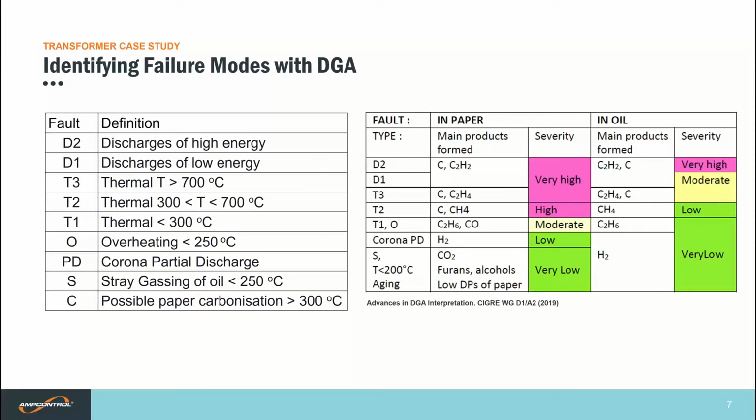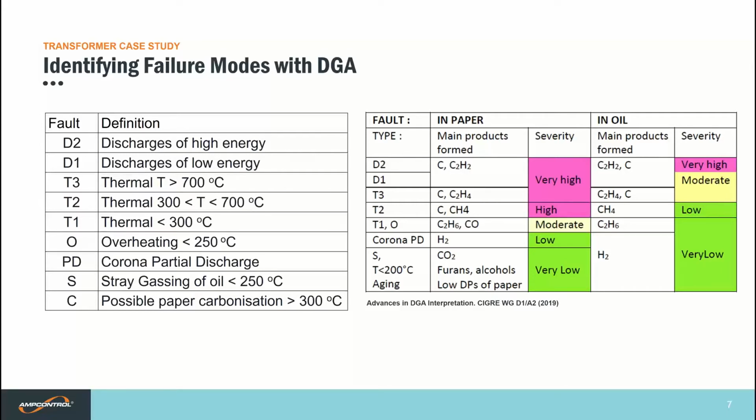In the next case study, we look at a transformer that has a problem that's been identified by dissolved gas analysis. And here is a list of faults we can detect using dissolved gas analysis. So on the left, we see there are discharges of high energy, low energy, high temperature heating above 700 degrees Celsius, that's T3. Then there's temperature reductions, T2 and T1. There can be overheating, corona partial discharge, heating of the oil, which is stray gassing, and possible burning of the paper, carbonization.